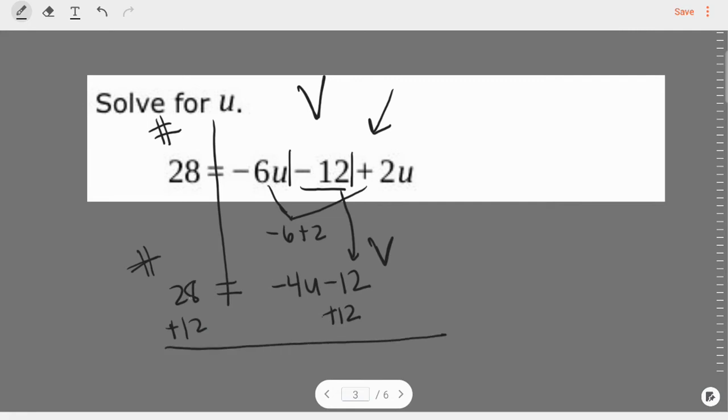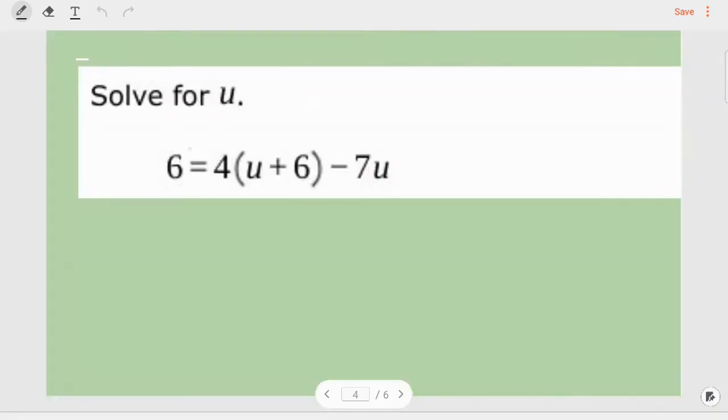I am left with 28 plus 12 is 40, is equal to, on the right-hand side, the negative 12 and the positive 12 zero out, and I'm left with a negative 4u. To finish, I'm going to divide by negative 4 because it's being multiplied, and I'm left with, what does that give me? 40 divided by negative 4 is negative 10. So u is equal to negative 10.